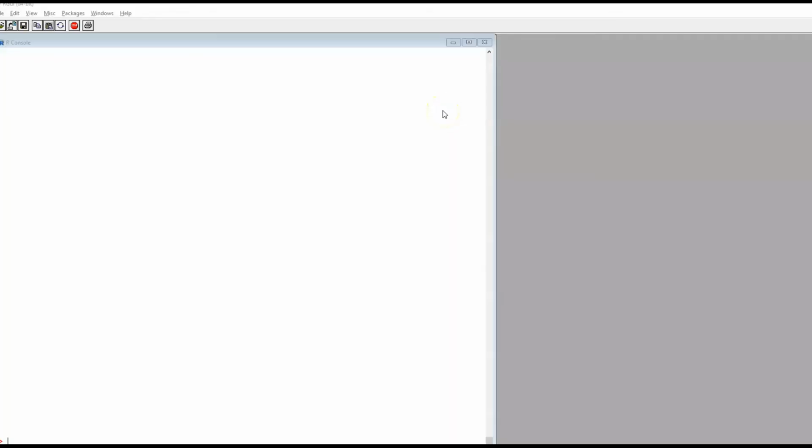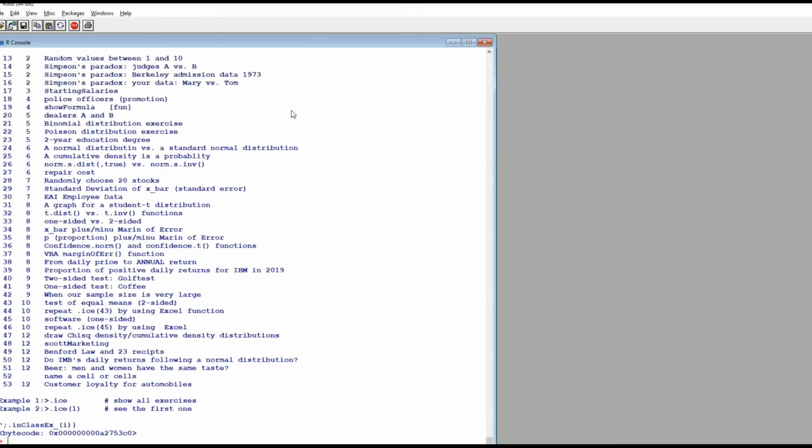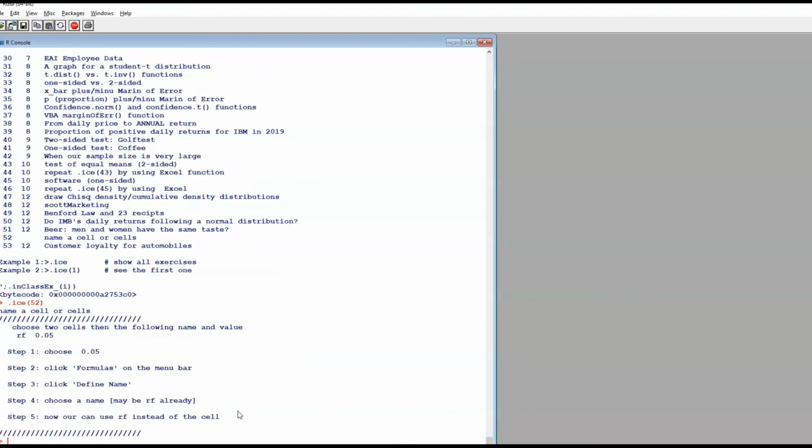Topic number 1, name one cell or group of cells. Okay, so this is name a cell or cells, and topic 52. Okay, this up arrow key, we enter 52. Choose 2 cell, then enter RF 0.05, then choose 0.05, and then we can use our formula.